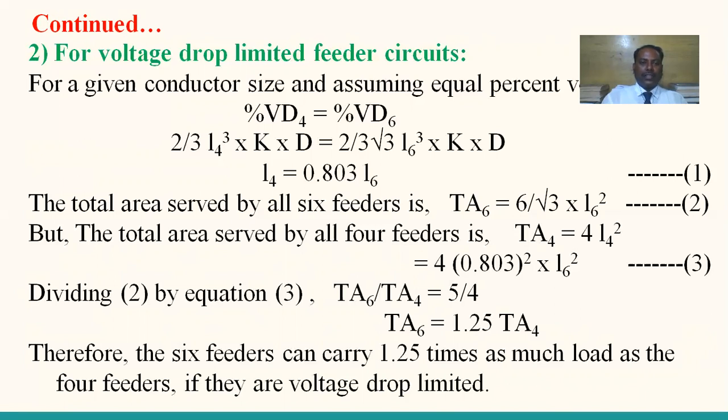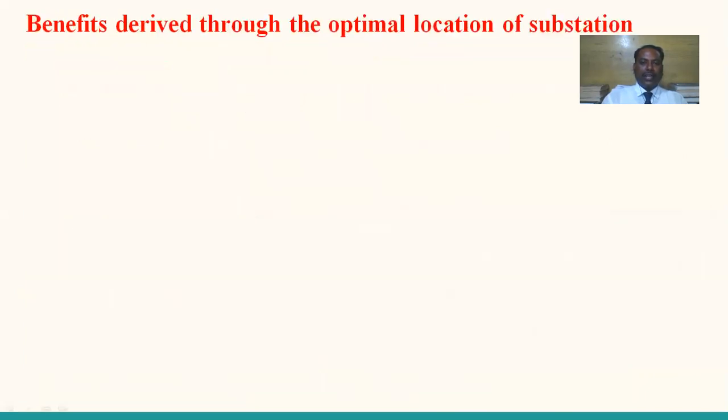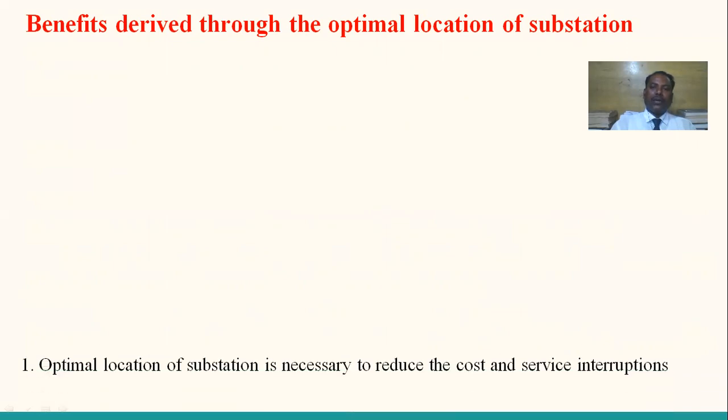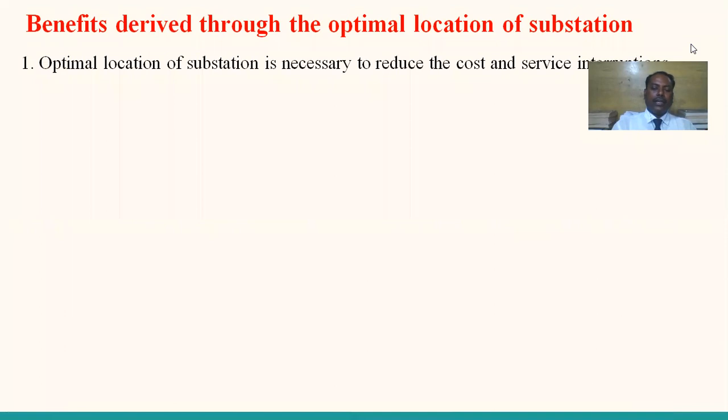So if this comparison is over, then the next topic. Simply, it is a very important topic asked for regularly in exams: benefits derived through the optimal location of substation. So at the beginning of this unit we discussed how the substation is to be located. There are so many points we discussed, but here also we simply summarize this topic: benefits derived through the optimal location of substations. So see here the point number 1.